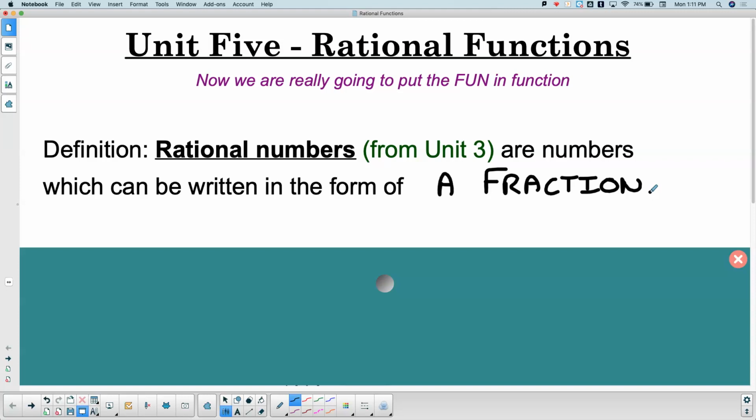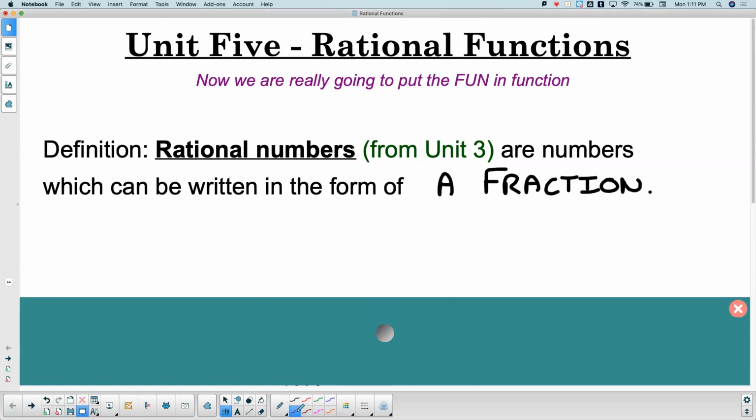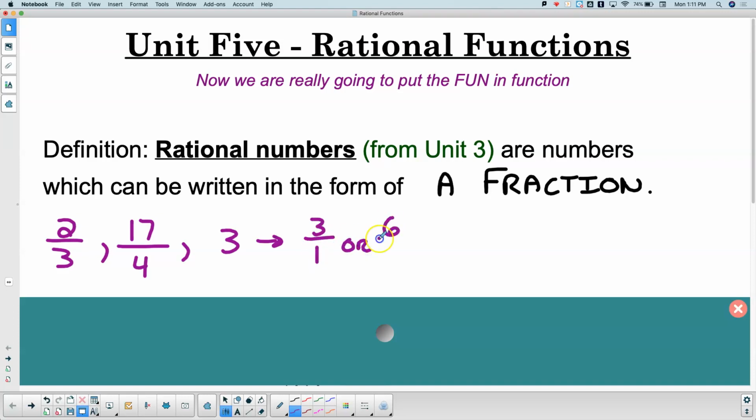A rational number is any number that can be written in the form of a fraction. So we could have fractions. We can have improper fractions. We can have whole numbers, because 3 can be written as 3 over 1, 6 over 2, 9 over 3, etc.